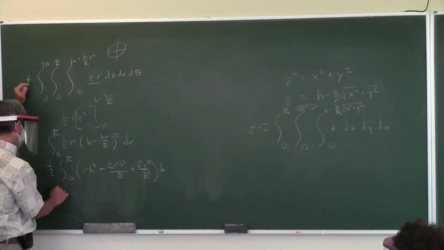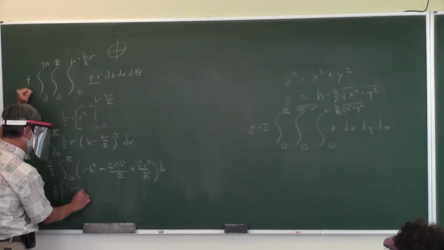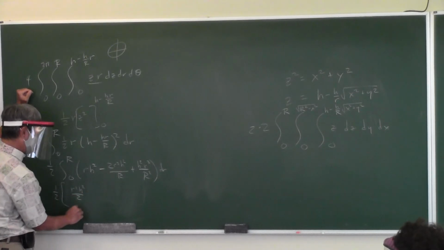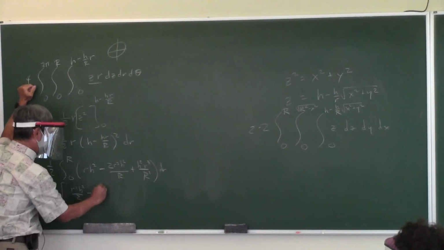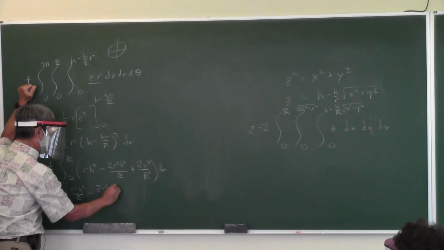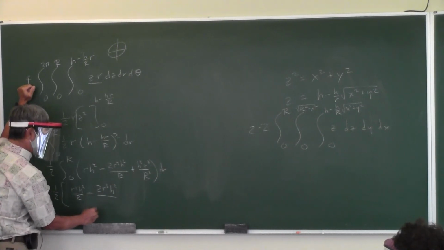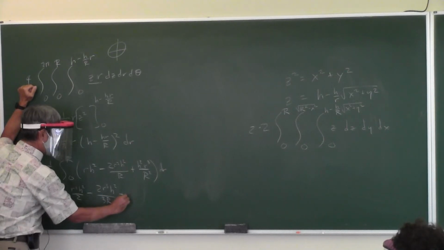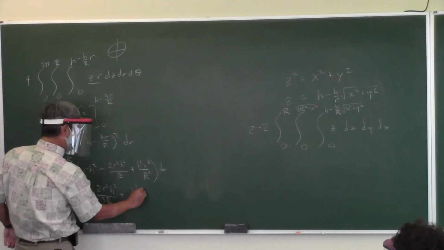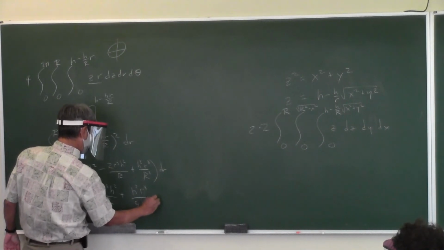r squared h squared over 2, minus 2 r cubed h squared over 3R, plus h squared r to the fourth over 4R squared. Oh, that's nice.